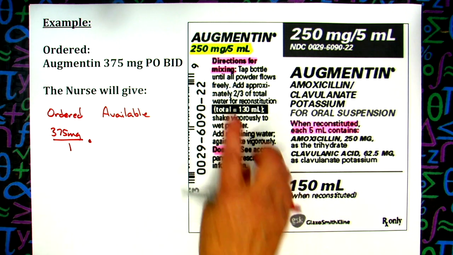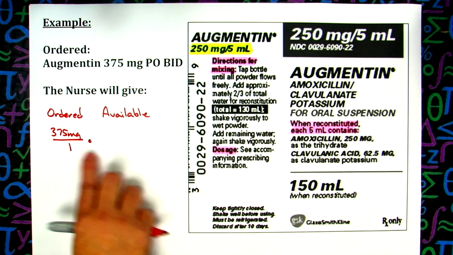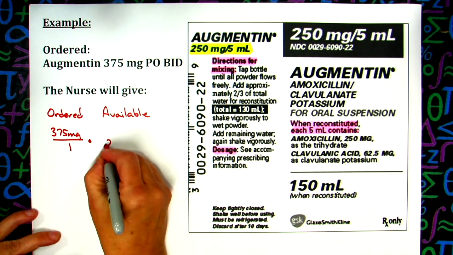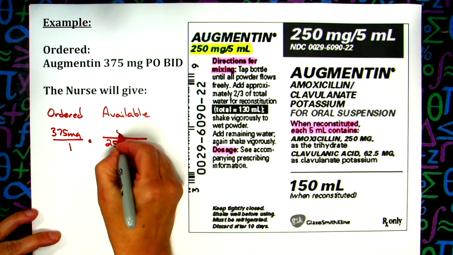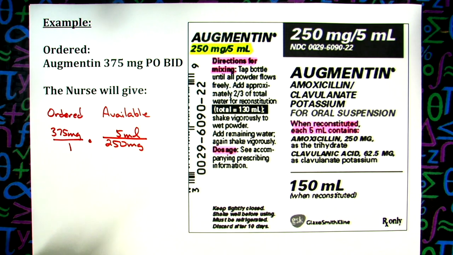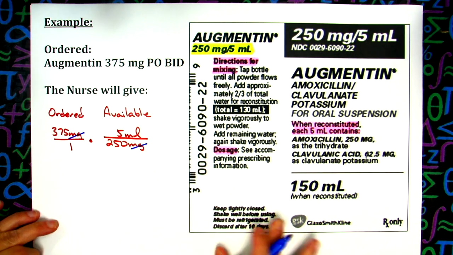All right, and we've got 250 milligrams per 5 milliliters. Again, I want milligrams to cross out, so I'm going to put that 250 milligrams on the bottom. I'm going to put the 5 milliliters on the top. That's going to allow me to do the unit analysis, get those milligrams crossed out.